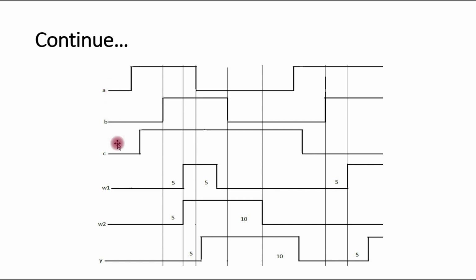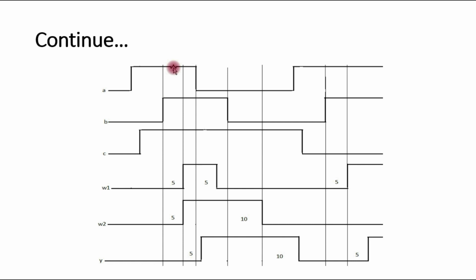So initially both are at logic 0, so W1 is at logic 0, and up to here, because B is 0, W1 is 0. And after this, B is at logic 1 and A is logic 1, meaning both input signals are at logic 1.